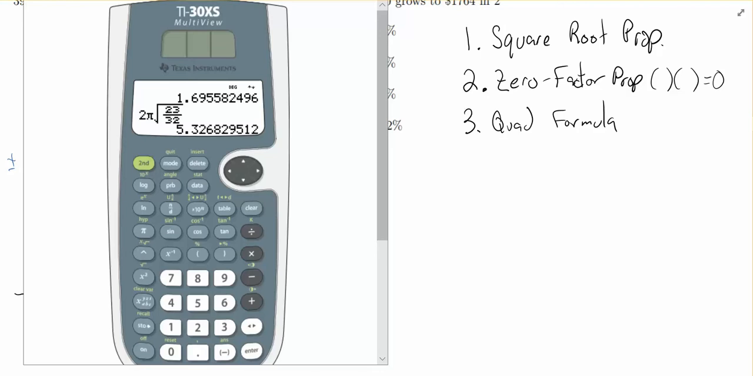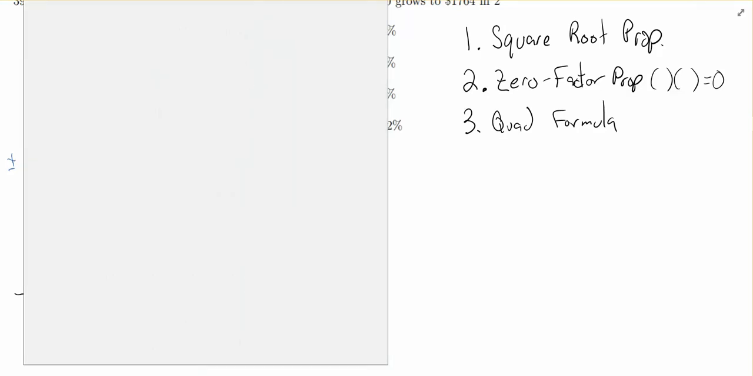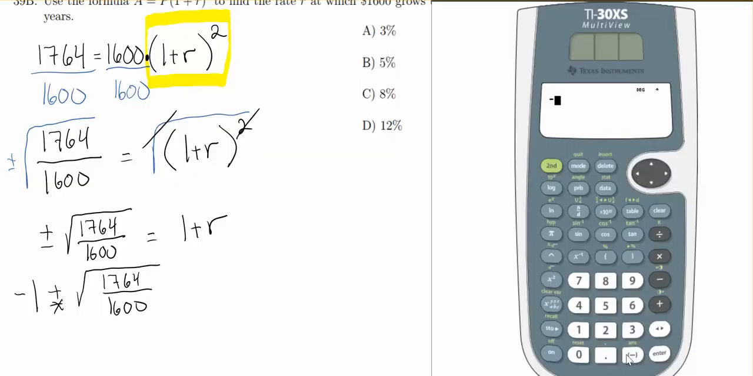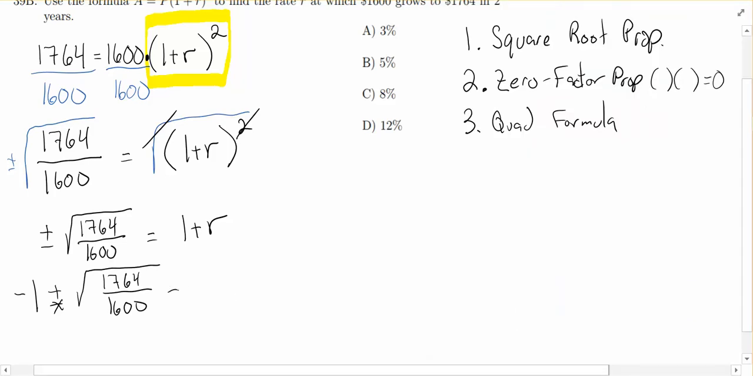So instead, I'm going to take a look at this problem here. So we're now going to put this in the calculator as negative 1 plus the square root of 1764 over 1600. We hit enter. We get 1/20th, which isn't super helpful, but remember that this button above enter moves things between fractions and decimals. So this gives us 0.05 exactly as our value of r, which of course is 5%, which is option B.